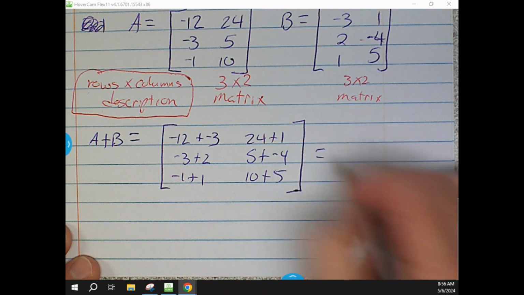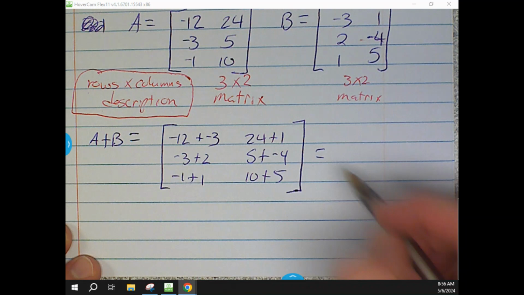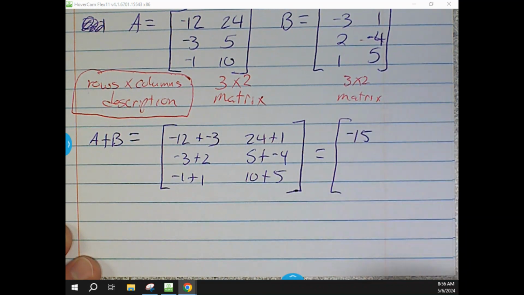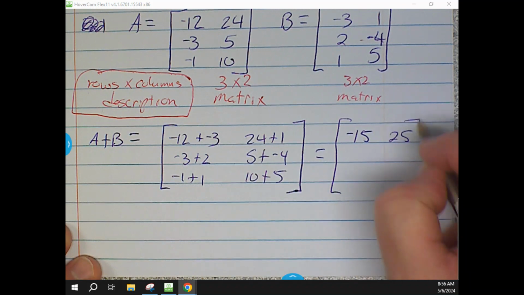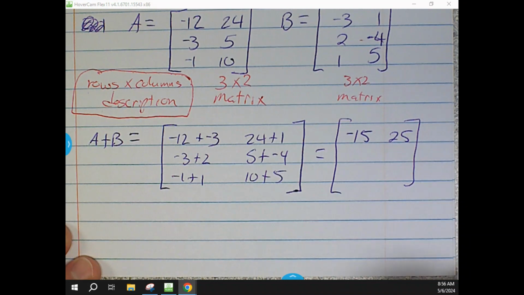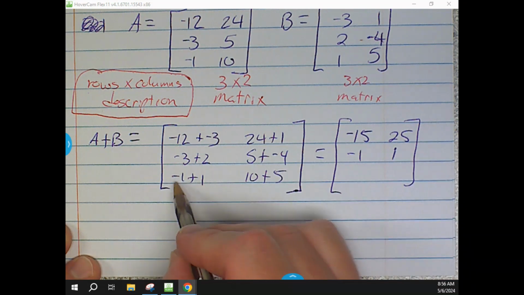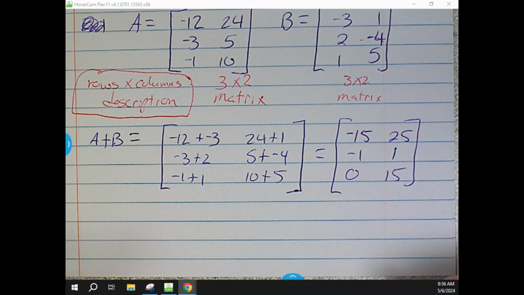From there, you just do what it says to do. It's negative 12 plus negative 3 in your top left-hand corner, so that's negative 15. 24 plus 1 is 25. Negative 3 plus 2 is negative 1. 5 minus 4 is 1. Negative 1 plus 1 is 0. And then 10 plus 5 is 15.